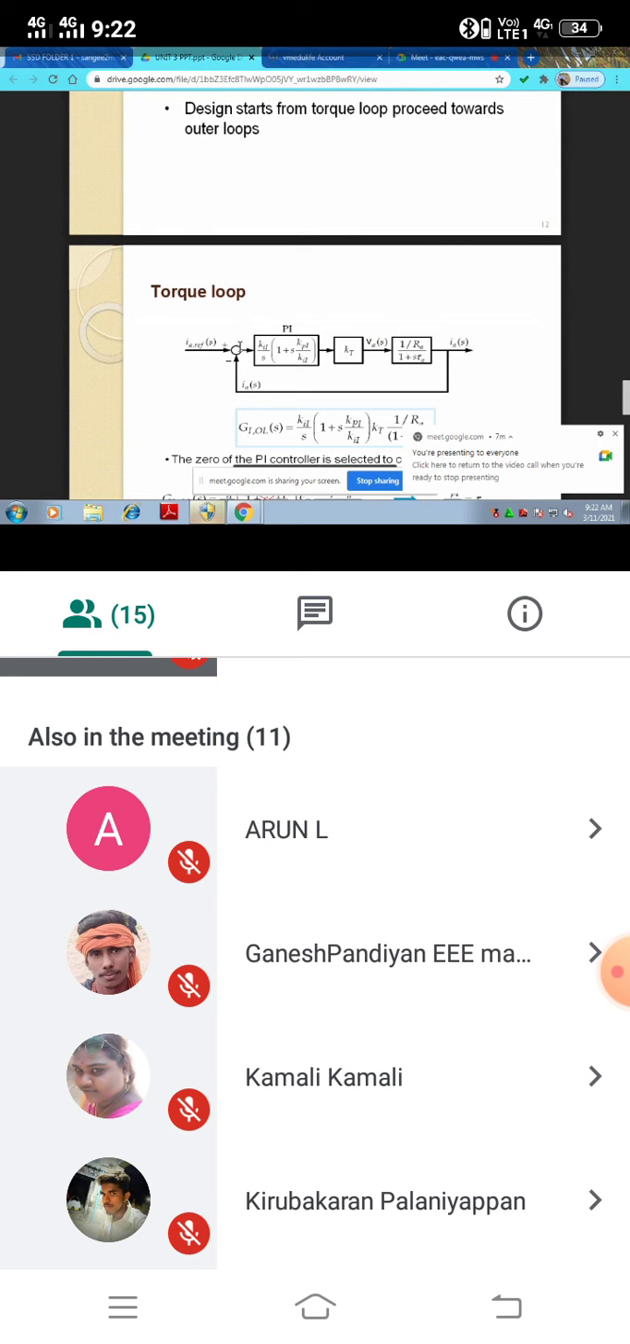Now we are going to learn about the torque loop. This torque loop consists of a PI controller. What is meant by a PI controller? P is proportional, I is integral. Those two operations in control systems you all saw in a previous semester or previous year. Those two words are important for solving this design.